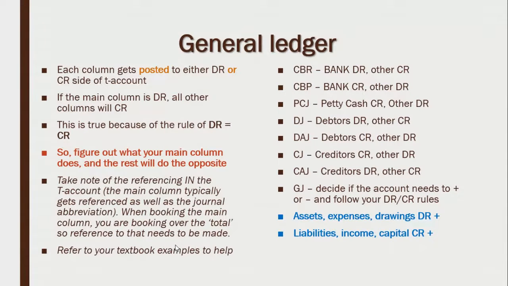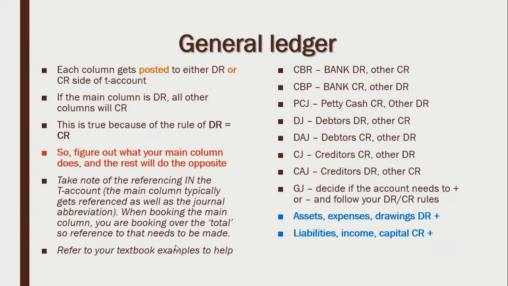And then in your general journal, this is where you need to decide which account will be debited or credited based on the information provided. Now remember that your debits there needs to equal your credits. So whatever you have on the debit side should total up to what you have posted to the credit side.